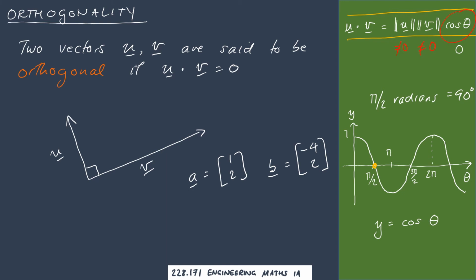But if we were to calculate their dot product, I'll have A dot B is equal to 1 times negative 4 plus 2 times 2, which equals negative 4 plus 4, which equals 0. Okay, so these two vectors are indeed at 90 degrees, and it shows up in this dot product. So if our dot product is 0, it means that we know that our vectors are at right angles, which is a really interesting property of the dot product.